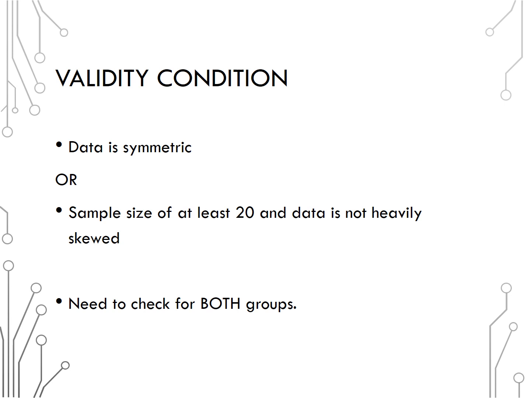Recall in Section 2.2 and 3.3, the validity condition required the data to be either symmetric or for the sample size to be at least 20 and not heavily skewed. Well, now we have two groups, so the validity condition must hold in each group. That is, both groups need to be checked for either symmetric data or a sample size of at least 20 and not heavy skew.